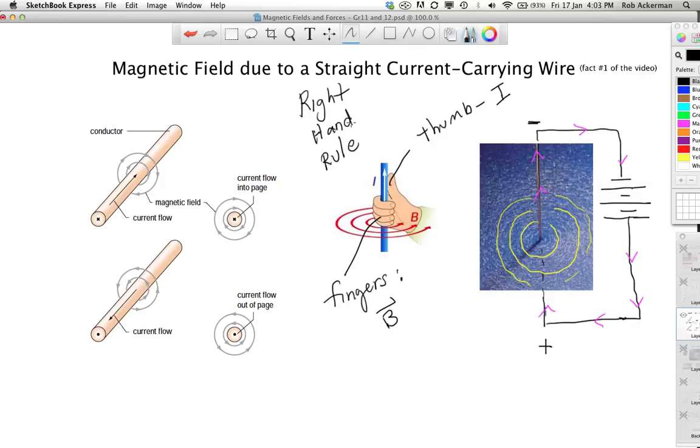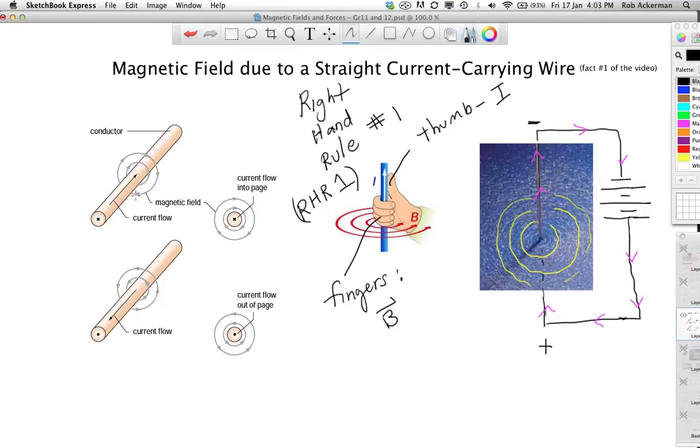Now there's going to be several right hand rules. So this is right hand rule number 1. I also like to call it RHR number 1 for short. And it tells you the magnetic field due to a single current carrying wire. There are going to be more, so this is just number 1 of actually 3.